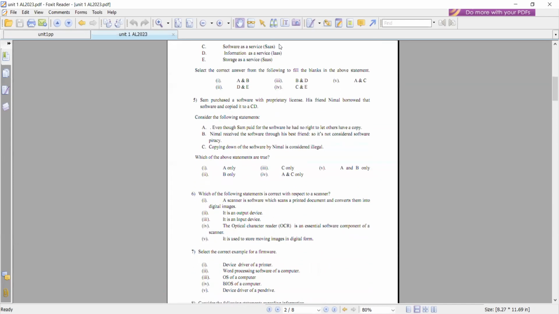Then we'll go to the fifth one. Sam purchases software with a proprietary license. That means you have the copyright, that means you have to take the permission from the company or the seller. His friend Nimal borrowed that software and copied the software. So that is an illegal thing. Actually, that's called software piracy. So even though Sam paid for the software, he had no right to let others have a copy.